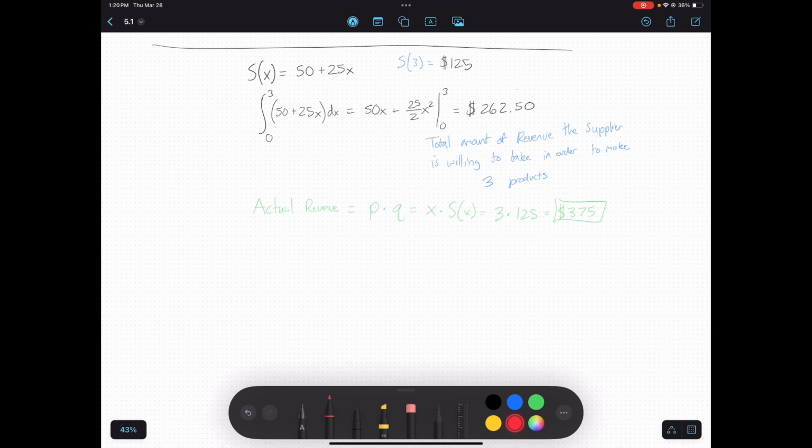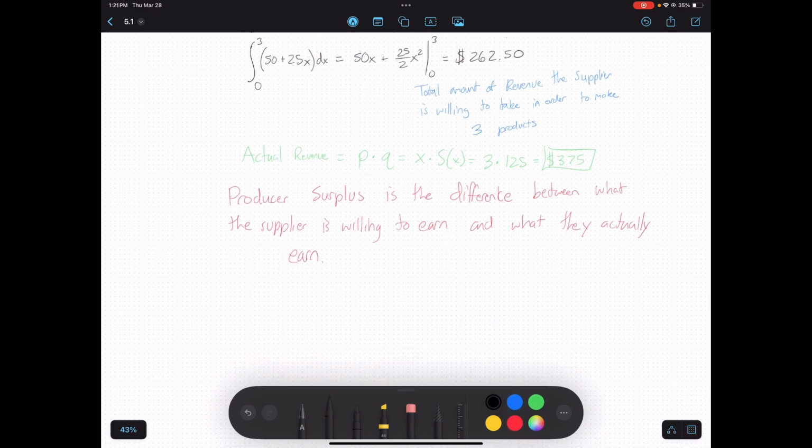So this represents producer surplus. Producer surplus is the difference between what the supplier is willing to earn and what they actually earn. So in our case, that would be $375 minus $262.50.